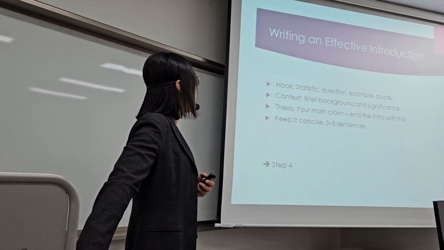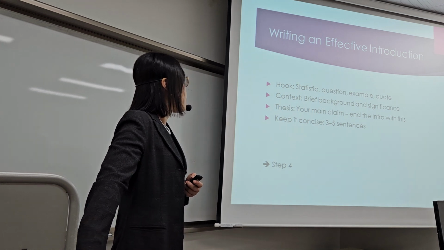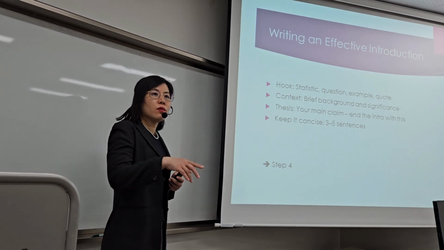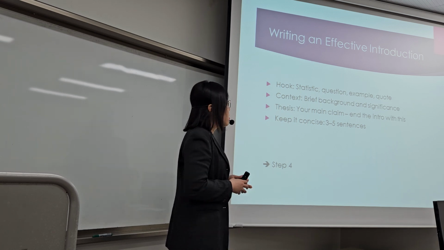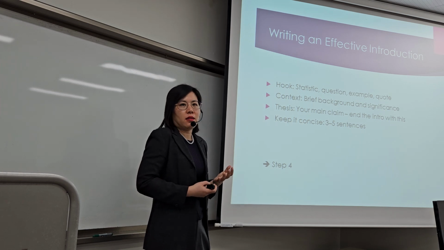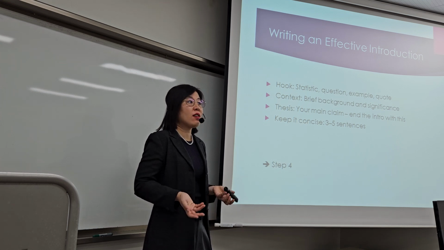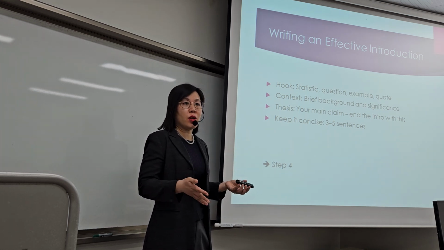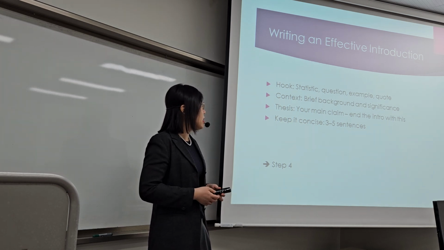Book, statistic, question, example, quote. Context, brief background, and significance. This is your main claim, and the intro ends with this. Keep it concise, 3 to 5 sentences. Because I told you that you're going to write an essay whose length is about 1,000 to 1,200 words, it'd be very nice if you could include 3 to 5 sentences. But it's according to the length of the assigned essay. If you're supposed to write a 4,000-word essay, then the introduction should include a lot more sentences, right? So I recommend that you include 4 or 5 sentences in the introduction.